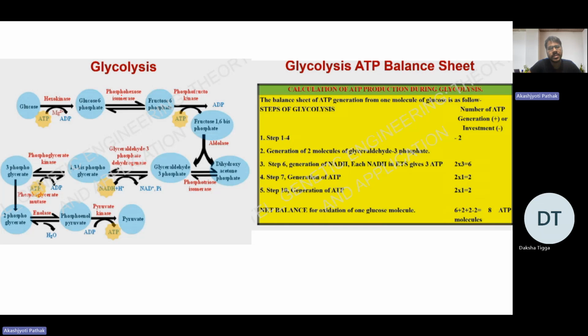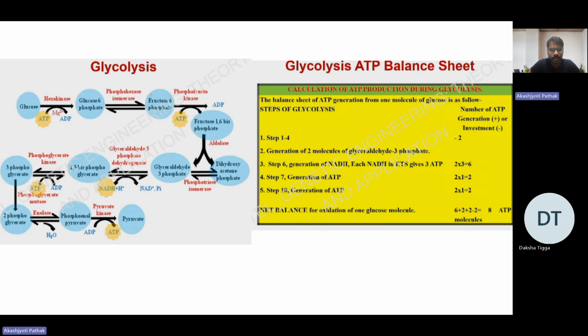Then in the next step, this is an isomeric reaction. Glucose and fructose are isomers of each other. That is why the enzyme that is involved is called phosphohexose isomerase, where glucose 6 phosphate is converted to fructose 6 phosphate, and then fructose 6 phosphate is converted to fructose 1,6 bisphosphate.